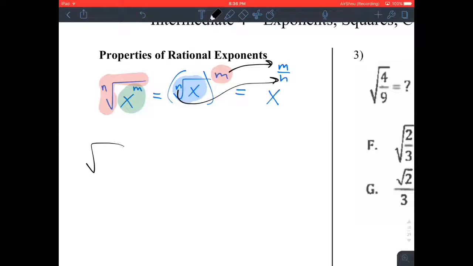An example, square root of x. If there's no exponent, it's implied it's a 1. If there's nothing inside the little radical symbol, it's implied that it's a 2. So that's x to the 1/2. If you had something like the cube root of x and you wanted to write it using rational exponents, it's going to be x to the 1/3. The 1 is implied as the exponent.